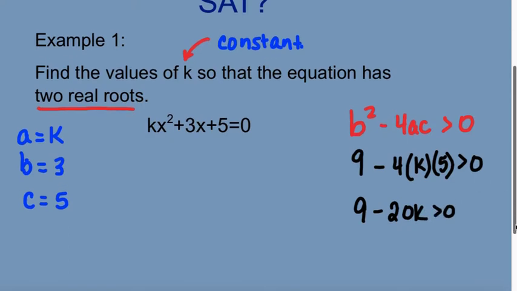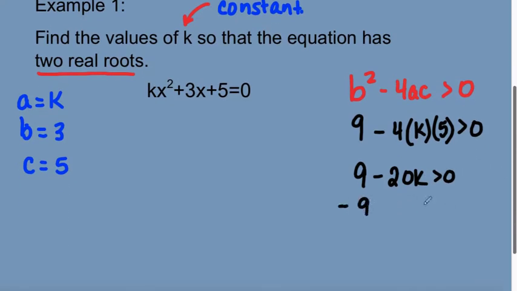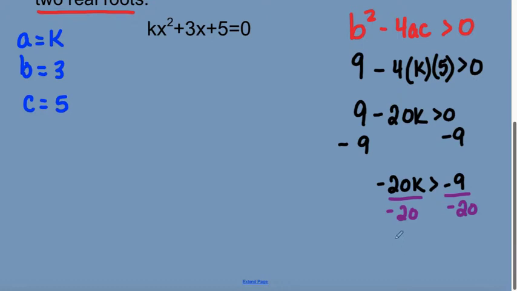Now I'm going to solve this basic inequality by subtracting 9. So now I've got negative 20k is greater than negative 9. All right, little trick right here. Look, we divide by a negative. I'm dividing an inequality by a negative. What happens? I have to flip the sign of the inequality. So it's going to give me that k is less than 9 over 20.